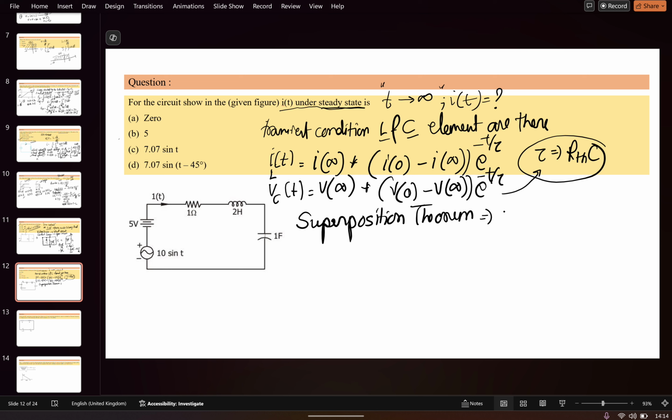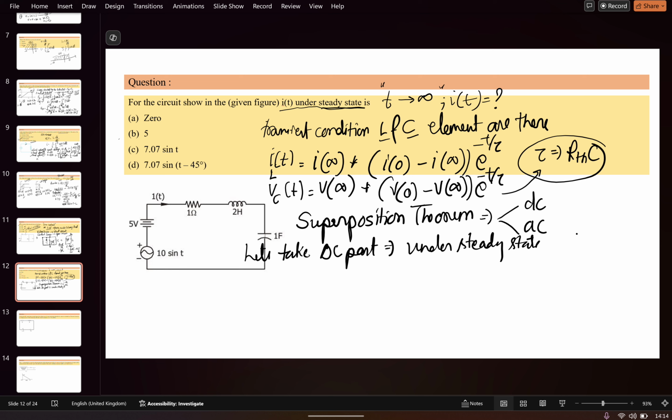In this, if there are two sources, take one source at a time and try to solve. Here two sources are there, one is DC and one is AC. Let's take the DC part first. Always remember that under the steady state condition, the inductor L will be short circuited and the capacitor will be open circuited.